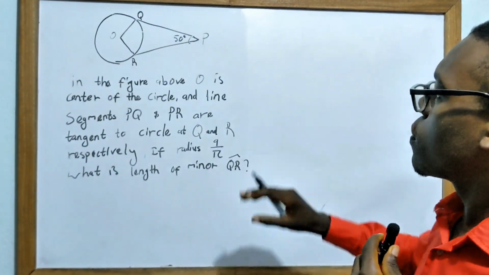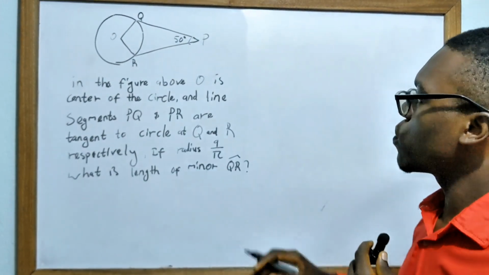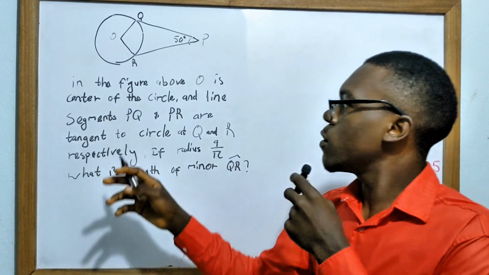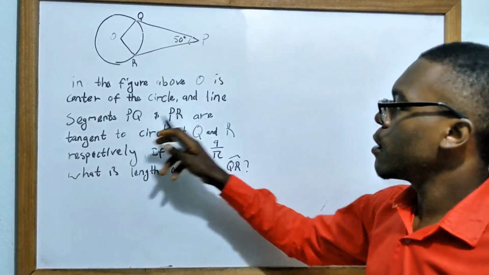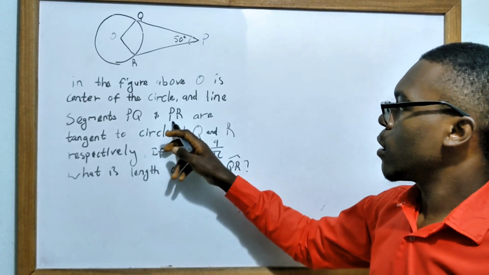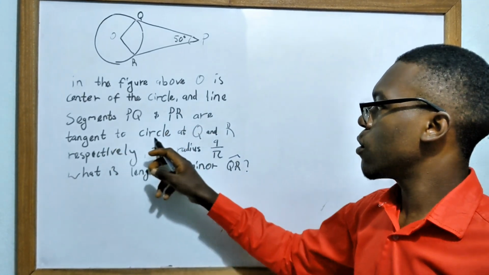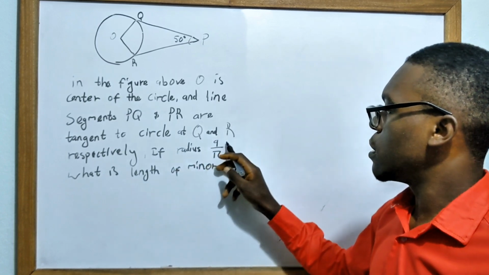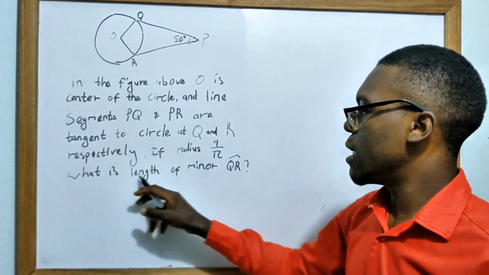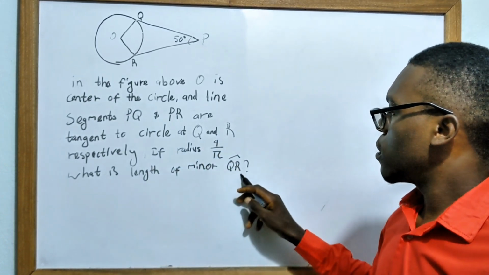Okay, we're having this question that is from mathematics, a past question. We have to solve this question. In the figure above, O is the center of the circle, and line segments PQ and PR are tangent to the circle at Q and R respectively. If the radius is 9 over pi, what is the length of the minor arc QR?